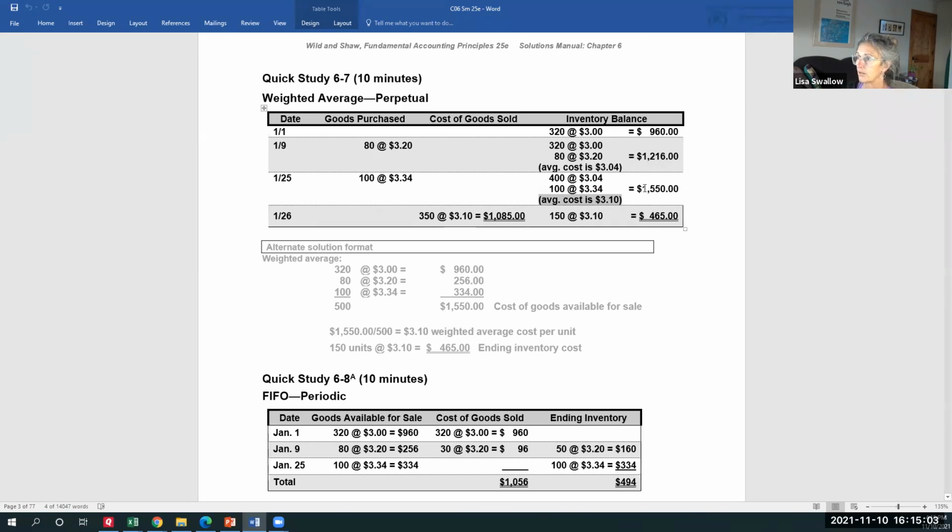And of course, this 1,550 is allocated between these two numbers. I've pulled that out to COGS. What's left in inventory for my balance sheet, $465.